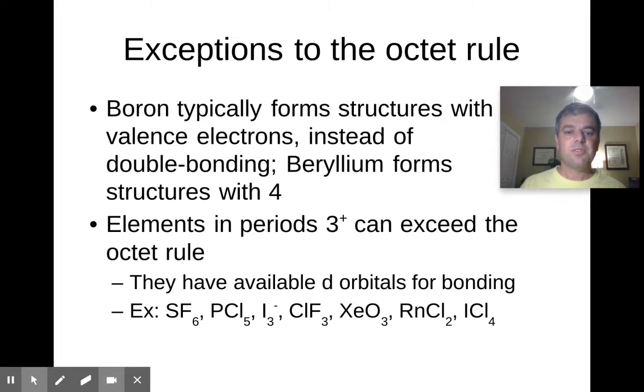So here are some examples. We've got sulfur hexafluoride, phosphorus pentachloride, the triiodide ion, chlorine trifluoride, xenon trioxide, radon dichloride, and iodine tetrachloride. So I'm going to draw these out with you, and then we're going to come back to these molecules once we start talking about shapes, because that's going to be the next leap that we take.